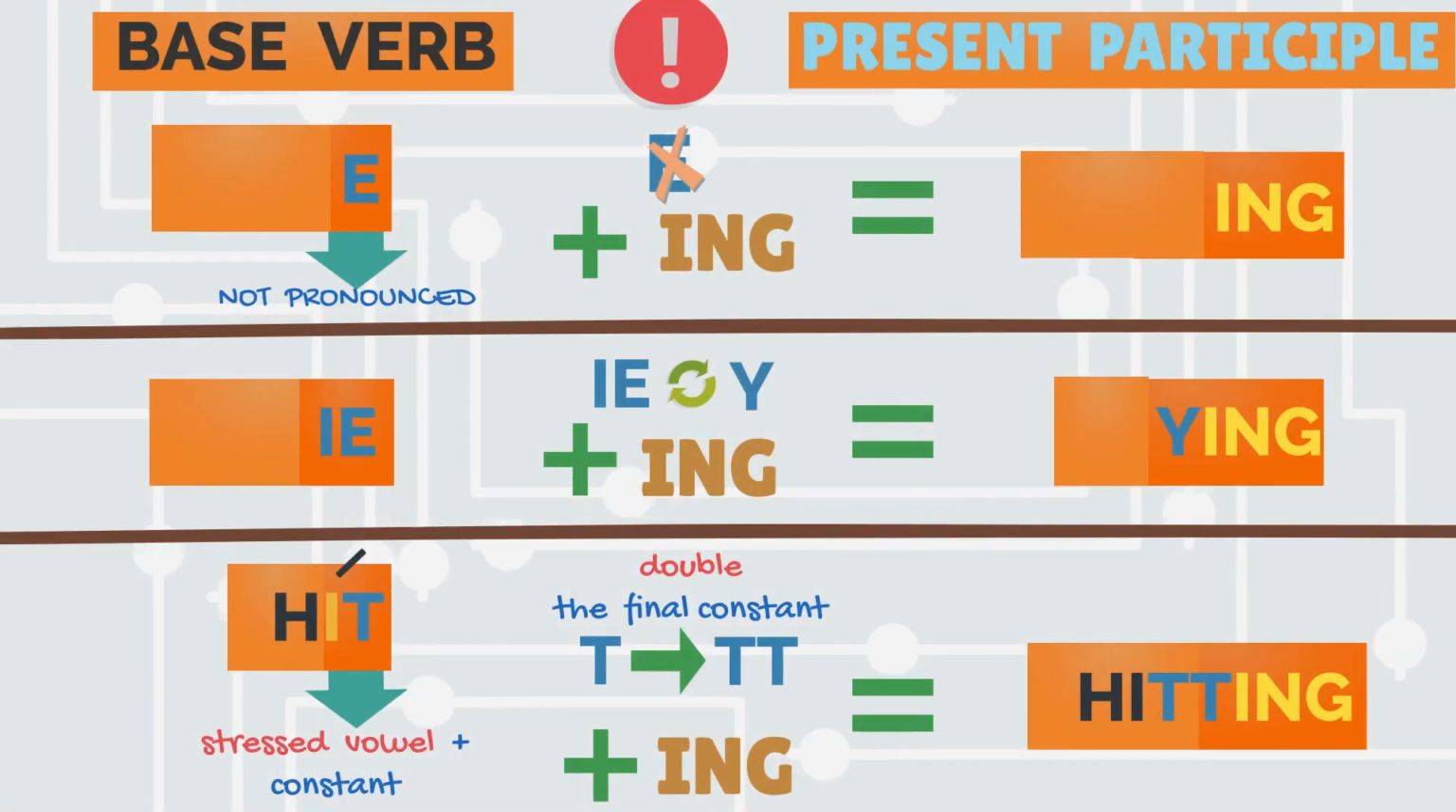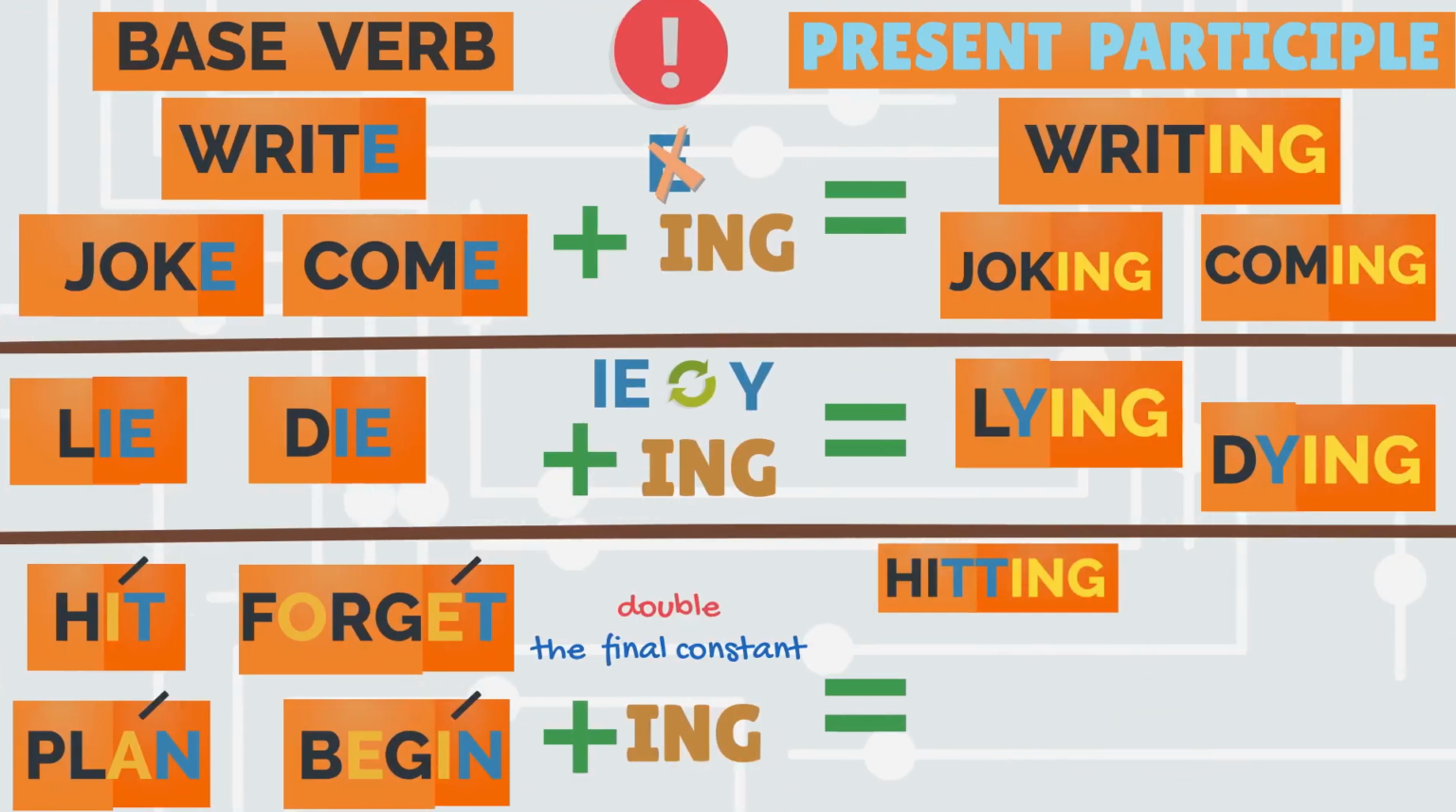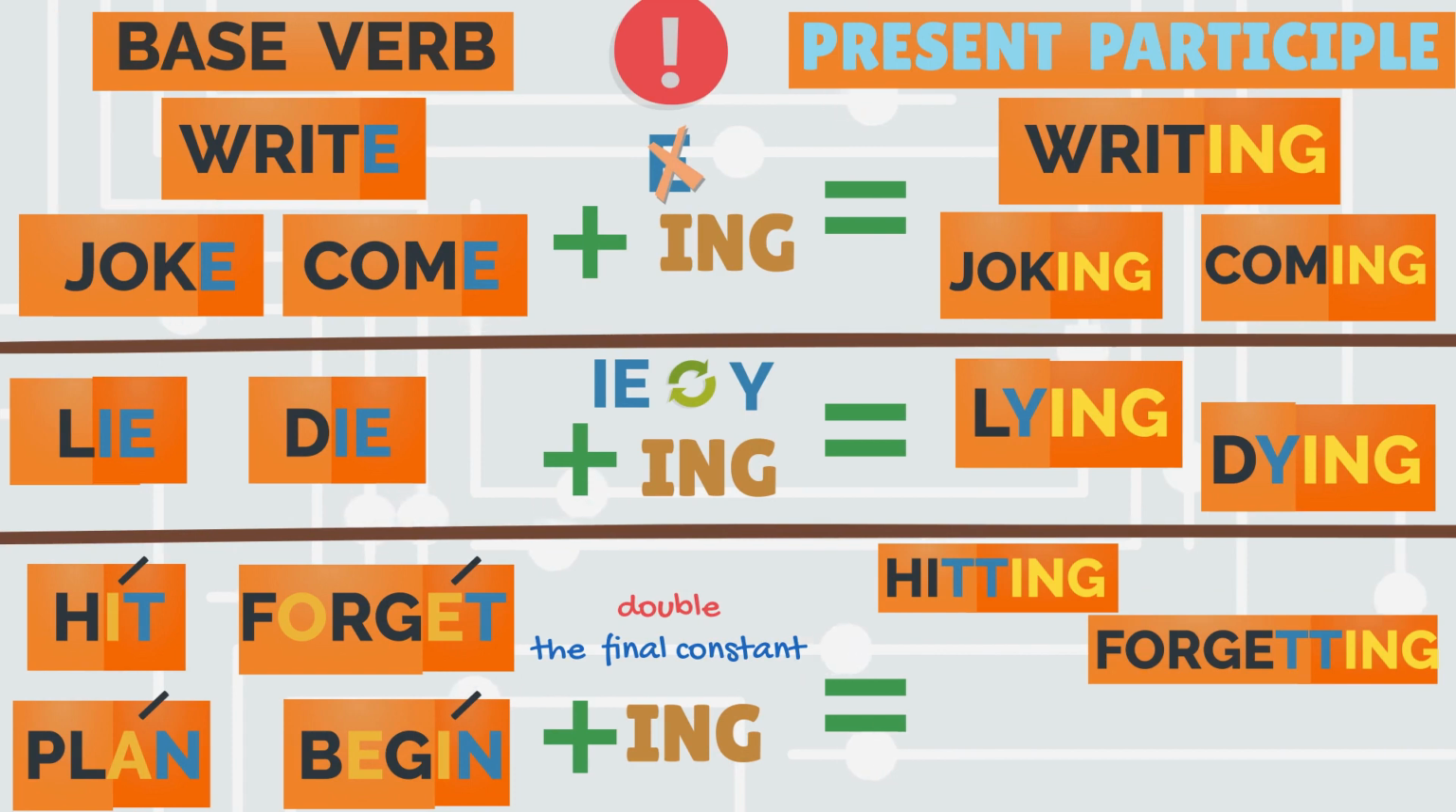If a verb ends with one vowel plus one consonant, and this vowel is stressed, double the final consonant before adding ing. Hitting, forgetting, planning, beginning.